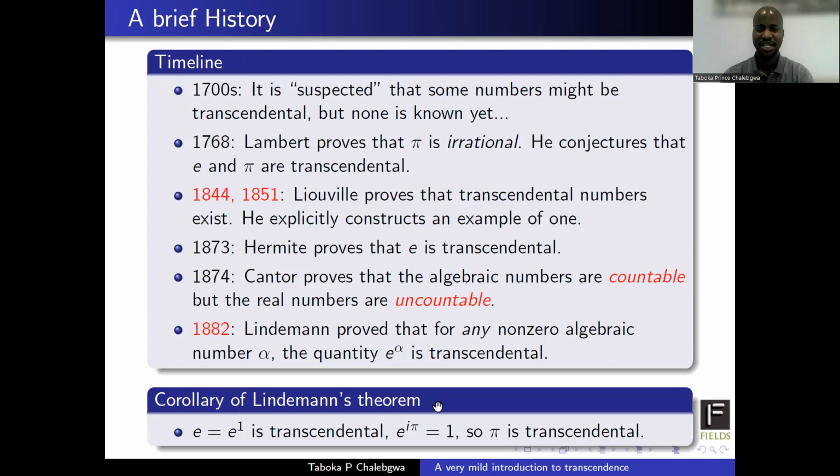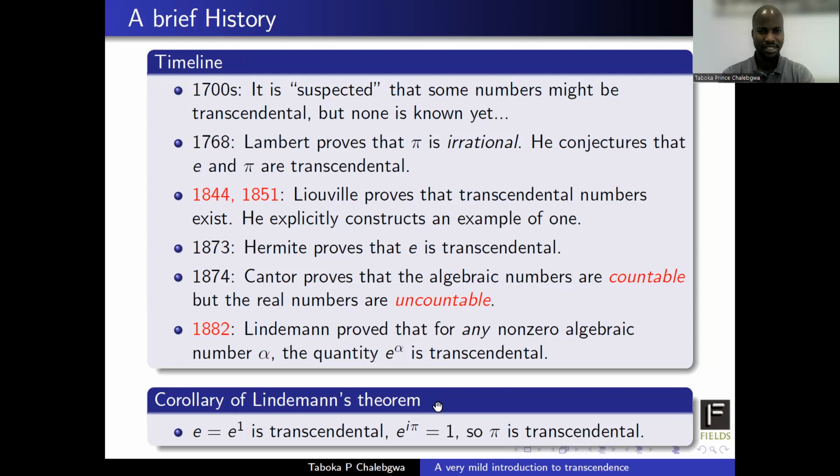Around that time, mathematicians suspected that there could be some numbers which you could not express as solutions of polynomials with integer coefficients, but by then there was no specific number that was exhibited as an example of such a number. Now, somewhere in the mid 1700s, Lambert proved that pi is actually an irrational number. And then he conjectured that e and pi might be examples of these so-called transcendental numbers that we were looking for. And then for almost a century, about 90 years or so, there were still many attempts at proving this, but without any success.